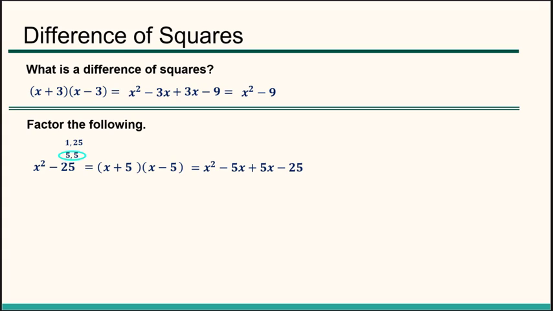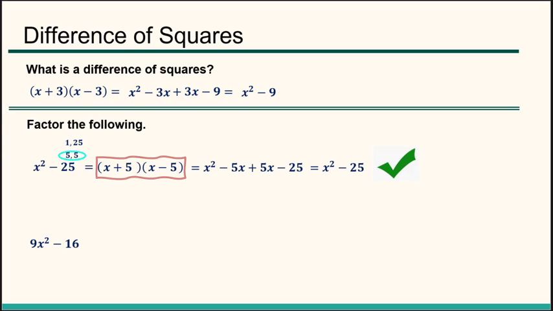Let's play. X squared minus 5x plus 5x minus 25. I got a minus 5x and a plus 5x. Bam! That thing works. My answer is correct. So I circle the quantity x plus 5 times x minus 5.